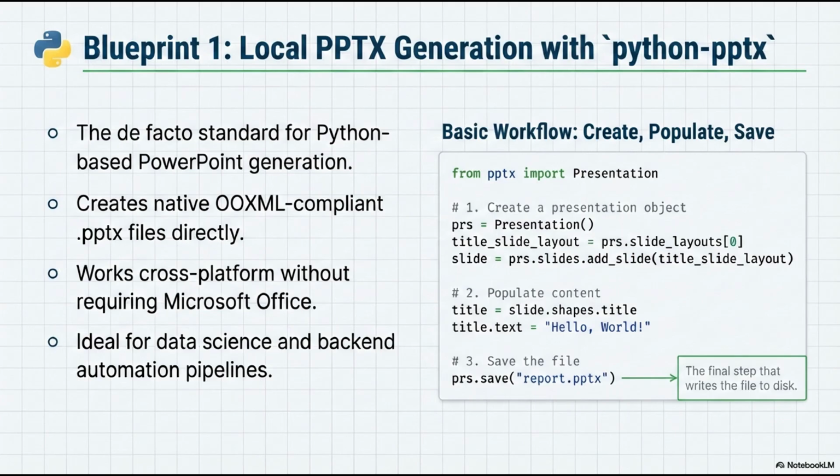So, how simple is the basic workflow? It follows a straightforward mantra: create, populate, save. As you see in the code example on the right, first, we create an empty presentation object. Then we add a slide, selecting a specific layout, like a title slide, and access its elements, such as the title shape. We then populate that title shape with our desired text, for instance, Hello World. And finally, the prs.save method writes your brand new .pptx file directly to disk. It's a clean three-step process to generate a complete, editable PowerPoint file.